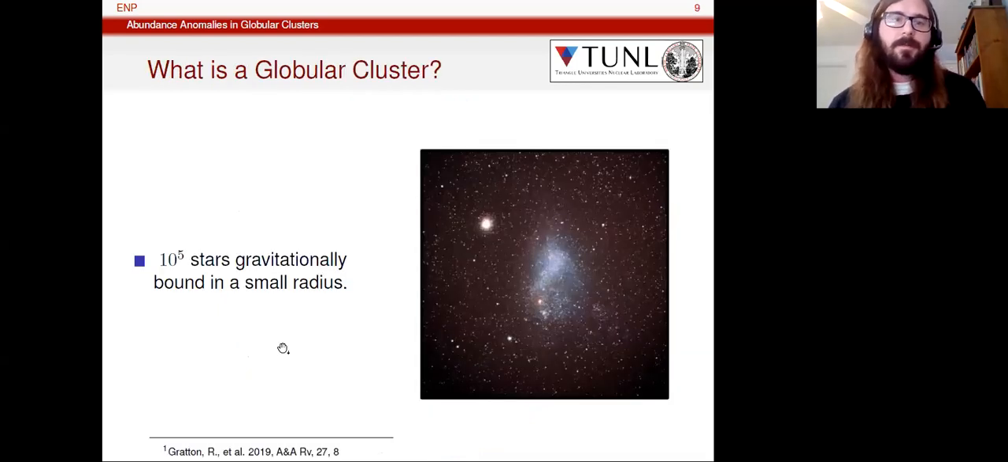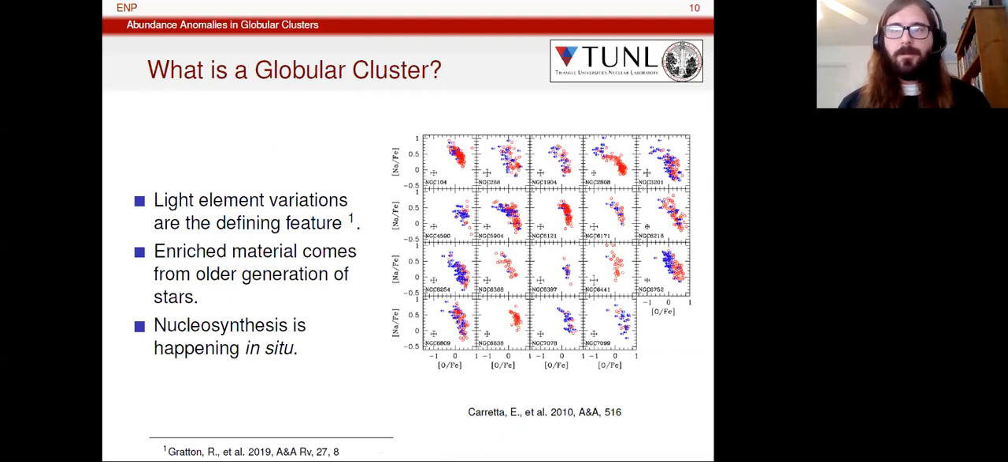globular cluster? What was thought in the past was that this is just a bunch of stars all in a small radius. But with the ubiquity of these abundance anomalies, they become basically the defining features of them. So these globular clusters are astrophysical environments, star clusters that show these variations in light elements and have multiple stellar populations, with the oldest population enriching material in sodium. And that's seen here for a collection of 19 globular clusters, all displaying the sodium-oxygen anticorrelation.